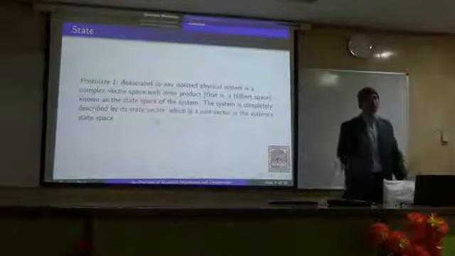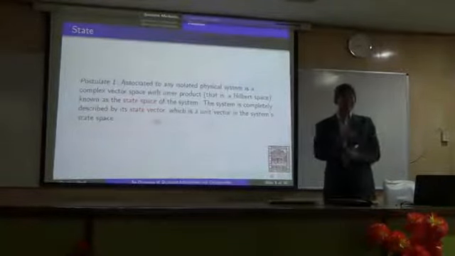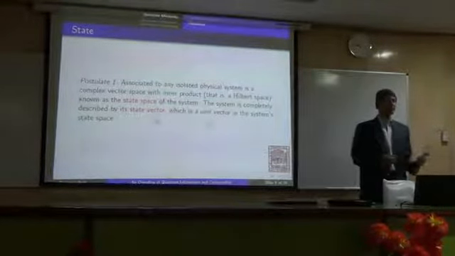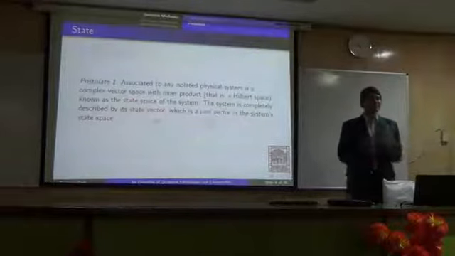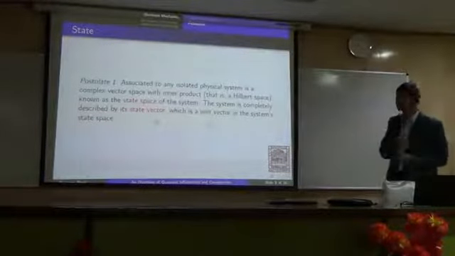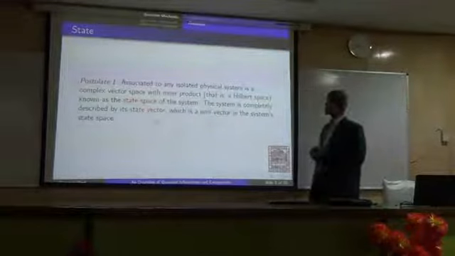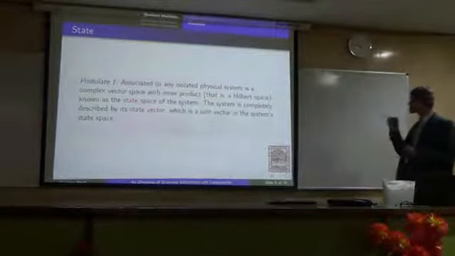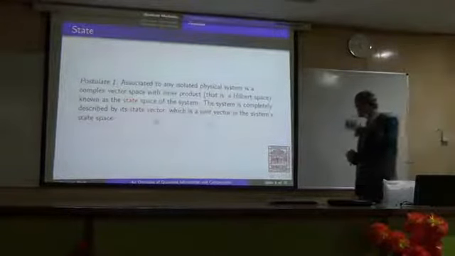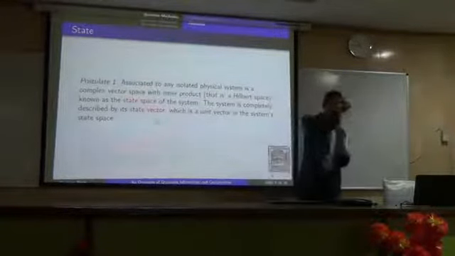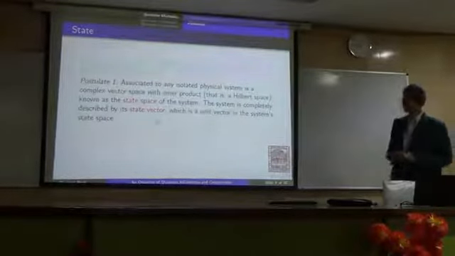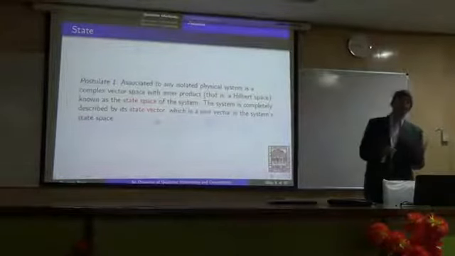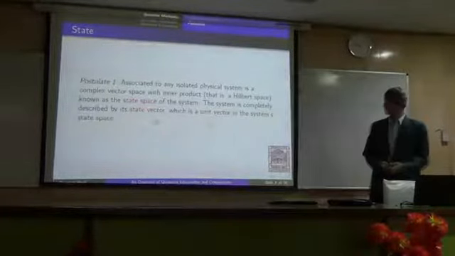For example, in our earlier experiment, when we measure the z direction, we have only two states: one is the up state, one is the down state. So our state space has size 2. That's the simplest form, but in general it could have many different values. So that's the state space. Any state, for example the up state or the down state, or if you talk about photon polarization, whether it's vertically polarized or horizontally polarized, that is the state of a photon.